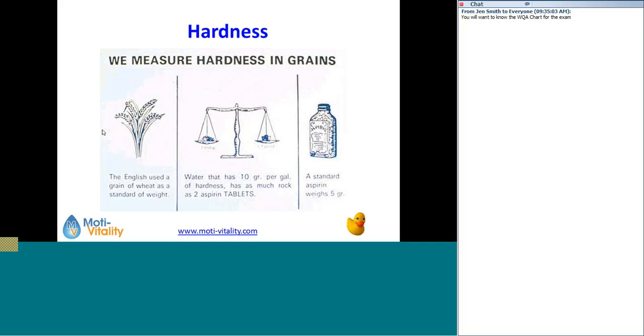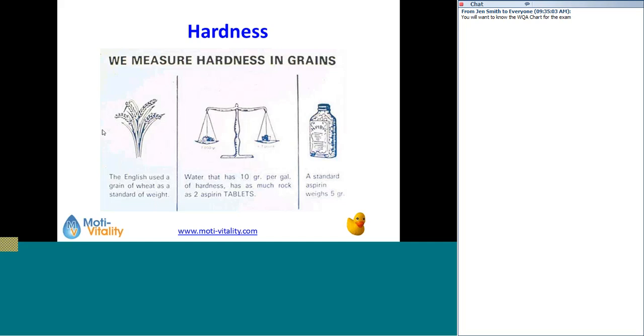In my test kit, I actually carry a bottle of aspirin with me. I pull it out, and I'll show it to them. So let's say somebody's got 10 grains per gallon of hardness. That's typical city water, a lot of city water. They've got 10 grains of hardness in their water.